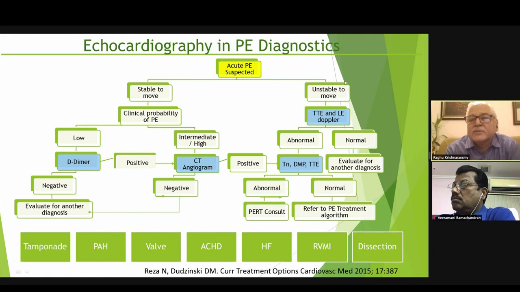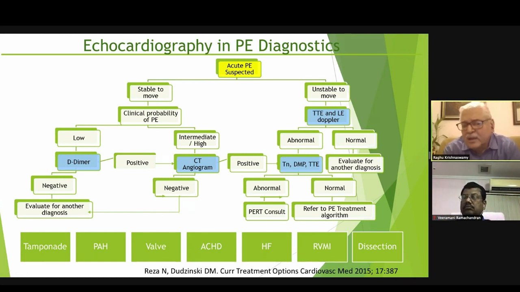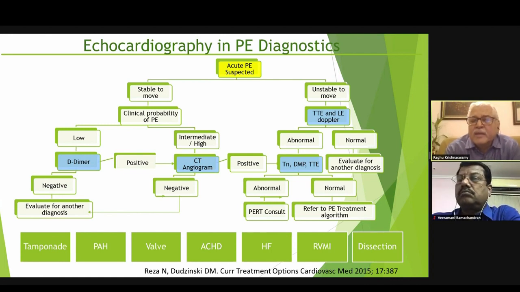evaluate for another diagnosis. For patients unstable to move, what do you do? A bedside TTE is possibly the best option, along with, say, lower limb Doppler, including a compression ultrasound and such other things. And if it is normal, and if the troponin or the BNP or TTE is abnormal, then we start a treatment for the PE.